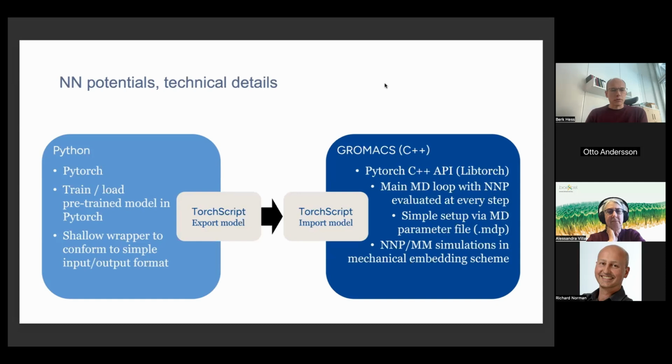That's not listed here. Then you get your model out with an export function of TorchScript, and that data, which was in the file given in the MDP option on the previous slide, is then fed into GROMACS, where we use the PyTorch C++ API, libtorch. We don't want to use Python since that's too slow, and then GROMACS will evaluate this model at every step by feeding coordinates into this model and getting forces and energies back. It's simple, as you saw in the setup, and yeah, we have a mechanical embedding scheme if you want to do hybrid simulations.